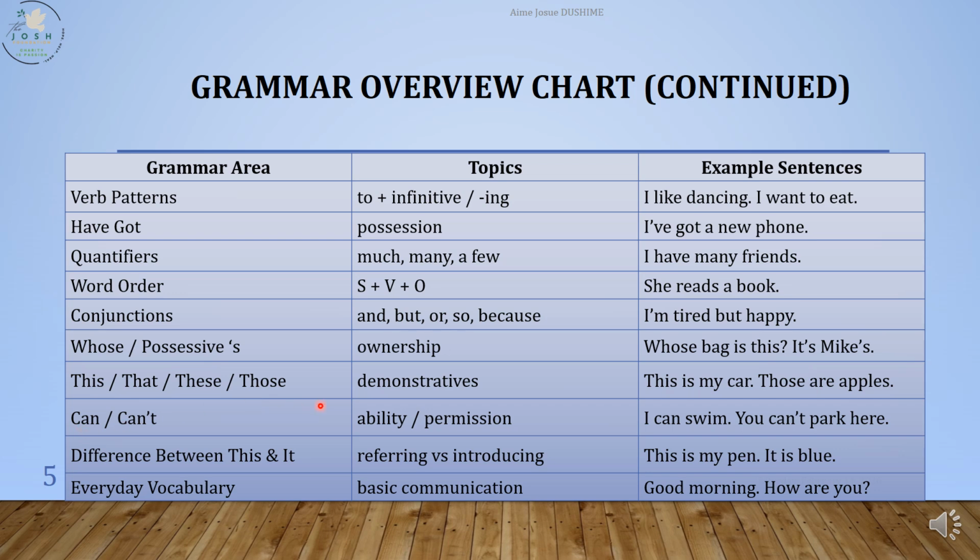Can or can't is used to show ability or permission. I can swim. You can't park here. We also learned the difference between this and it. We use this for introducing something. We use it for continuing talking about that thing. This is my pen. It is blue. We also learned everyday vocabulary like good morning, how are you, things like that.